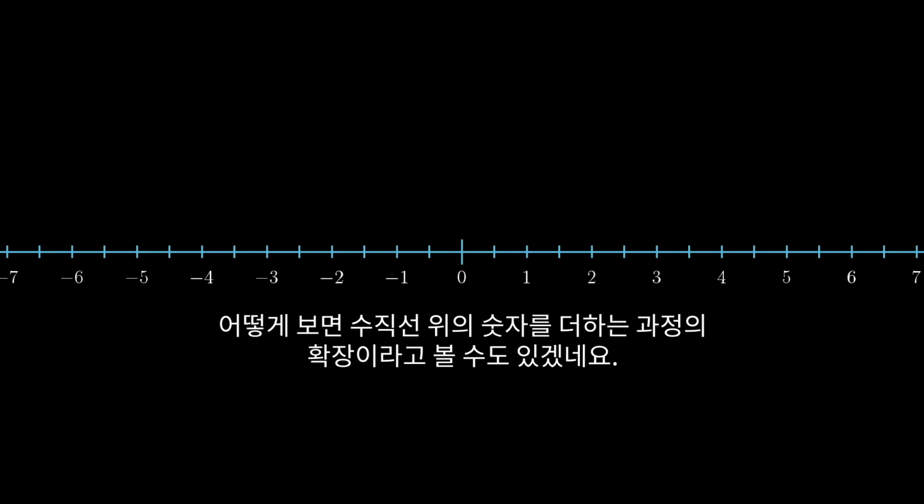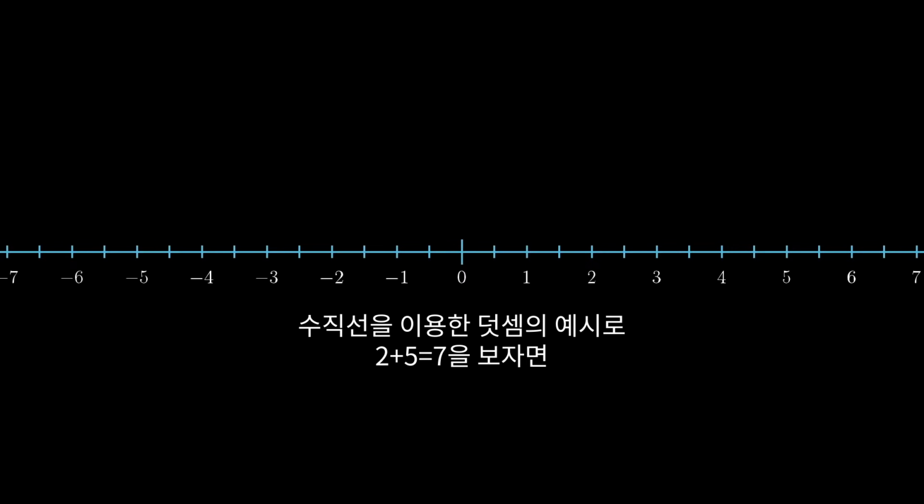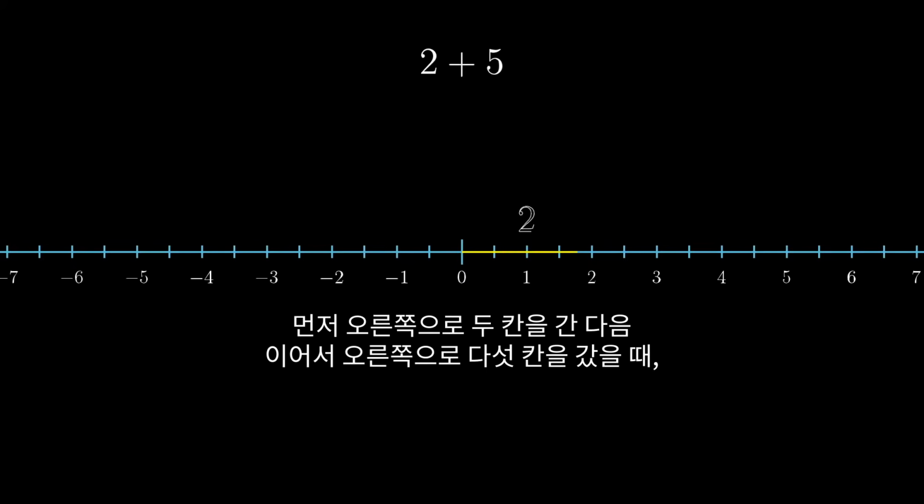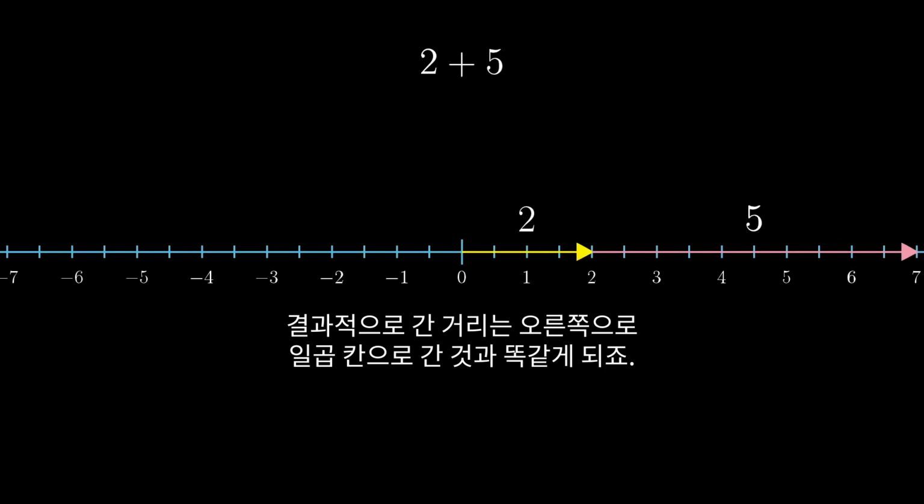a number line. One way that we teach kids to think about this, say with 2 plus 5, is to think of moving 2 steps to the right, followed by another 5 steps to the right. The overall effect is the same as if you just took 7 steps to the right.